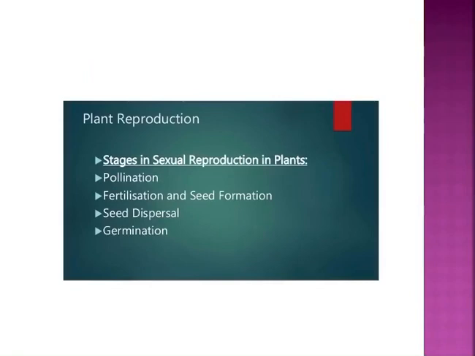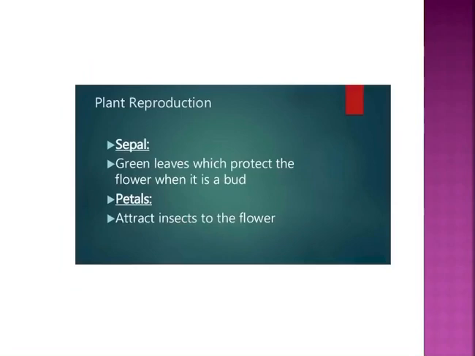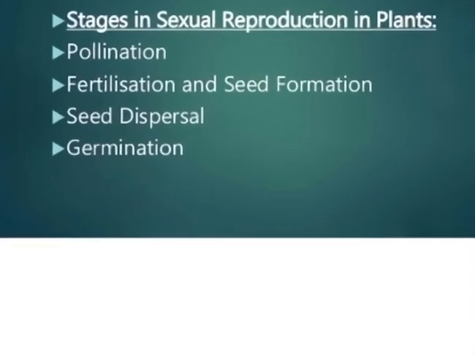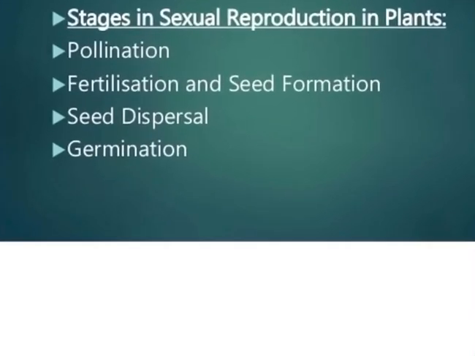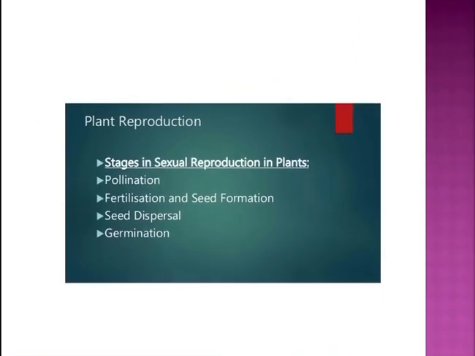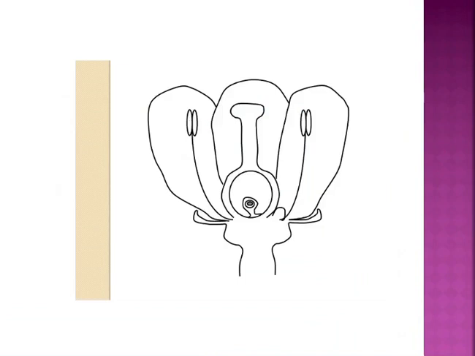Now, what are the different stages in sexual reproduction that we will learn about? We will learn about pollination, fertilization and seed formation, seed dispersal, and germination. We will learn about these in detail in this topic. This is called sexual reproduction. Now, this is the structure of the flower.